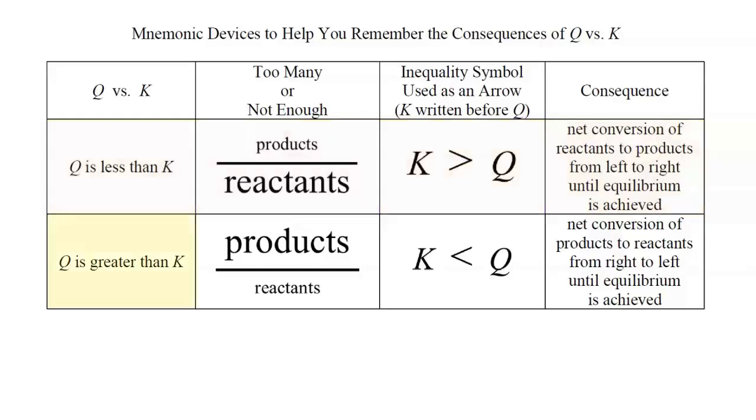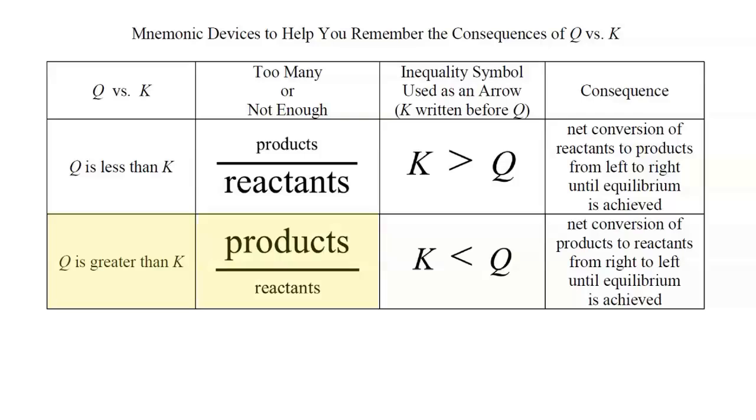Now let's consider the other example. What if Q is greater than K? You can set up your ratio of products over reactants where you have a large numerator and a small denominator. In other words, there are too many products or not enough reactants, and we're going to have to proceed from right to left to either consume some of the extra products or form more reactants.